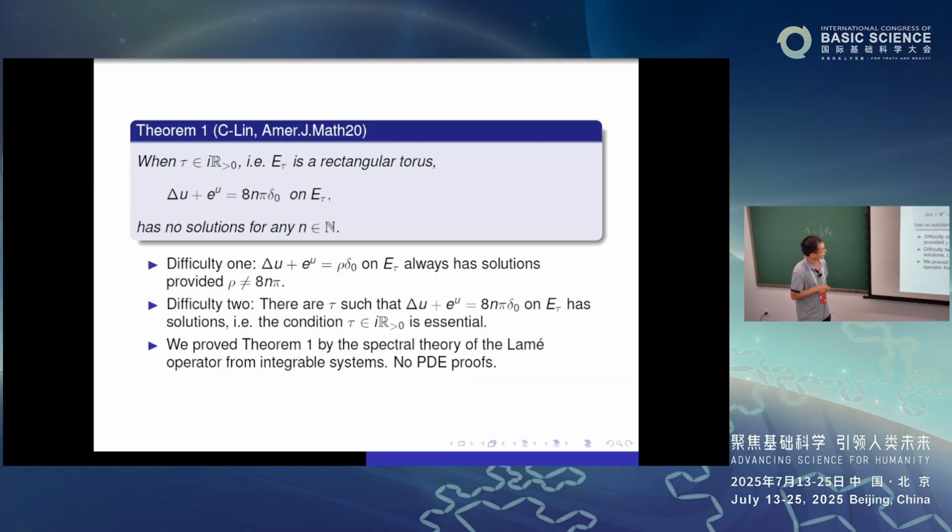So this fact tells us that when this parameter is perturbed by some epsilon, then this equation does have solutions. This is the first difficulty. Another difficulty is that if you perturb the tau, then this equation may also have solutions. So these two difficulties make this non-existence result hard to prove by PDE methods. So we proved this theorem by the spectral theory of the Lame operator from integrable systems. And so far, we cannot find a PDE proof.